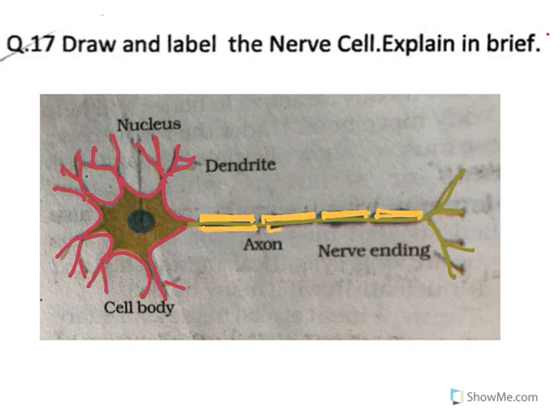So these are the different parts of your neuron or the nerve cell. The nucleus is in the center. So you have to name the nucleus, the dendrite, the cell body, the axon, and the nerve endings.